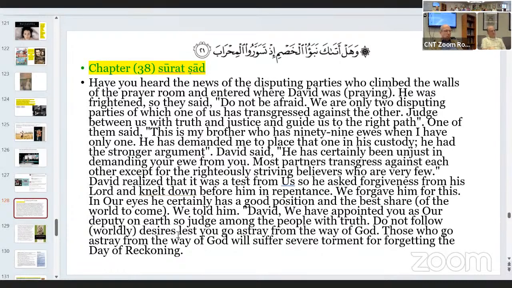Do not follow worldly desires, lest you go astray from the way of God. Those who go astray from the way of God will suffer severe torment for forgetting the day of reckoning.